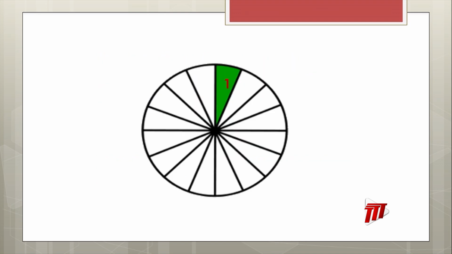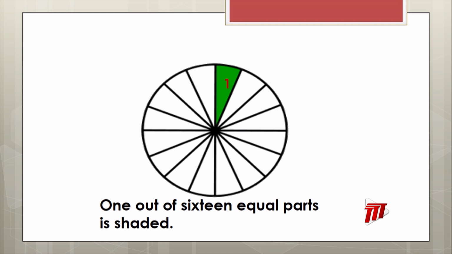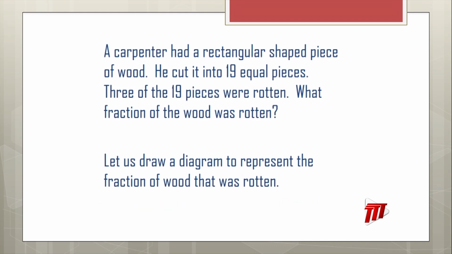Okay, this is the apple pie. This is the representation of the apple pie. Let's count to make sure we have 16 slices there. 1, 2, 3, 4, 5, 6, 7, 8, 9, 10, 11, 12, 13, 14, 15, and 16. And how many slices did Rene eat? Rene ate 1 slice. So she ate 1 out of 16 equal parts, and that is called 1/16. Okay? Let's try another one.